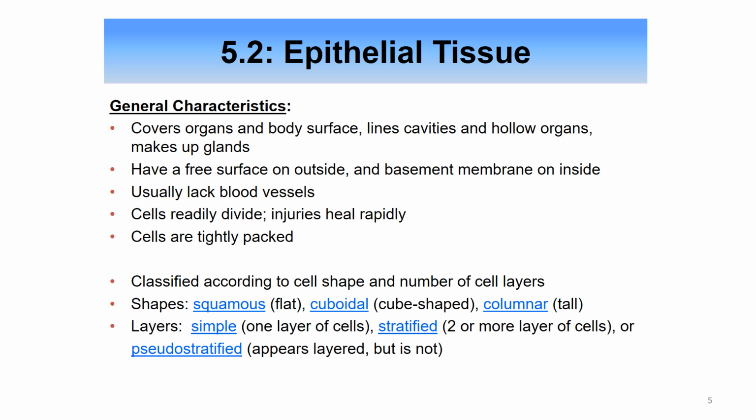In epithelial tissues, there are different types of cells that can be found. Squamous means flat, cuboidal is cube-shaped, columnar tall. Then we're going to see that different epithelial tissues may have different numbers of layers. If it's only made up of one layer of cells, it's called simple. Stratified means 2 or more layers, and pseudostratified means appears layered, but it's not.